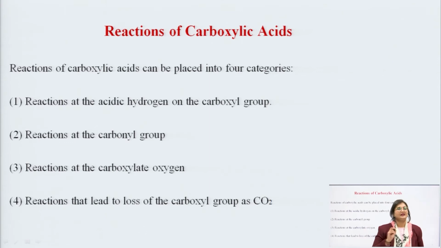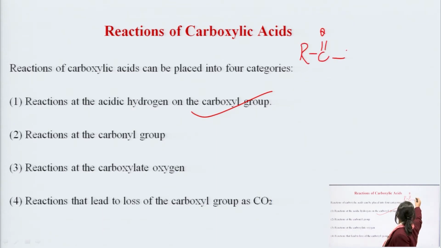Reactions of carboxylic acids can be divided into 4 categories. Number 1, reaction at the acidic hydrogen of the carboxyl group. Here, if we see, this is the formula for carboxylic acid. So, the first reaction happens at the acidic hydrogen of the carboxyl group.